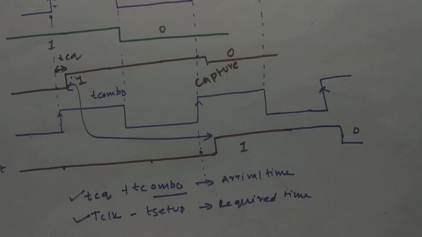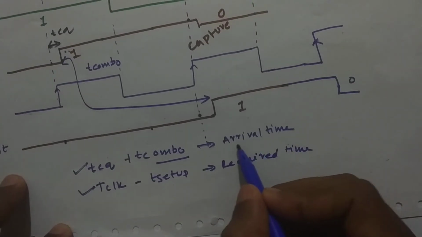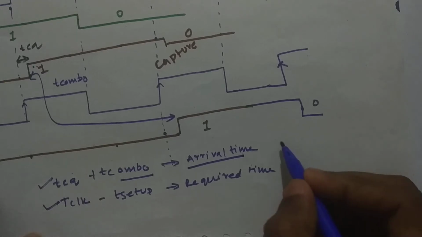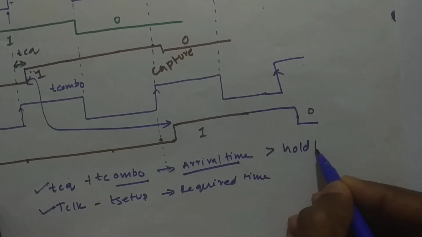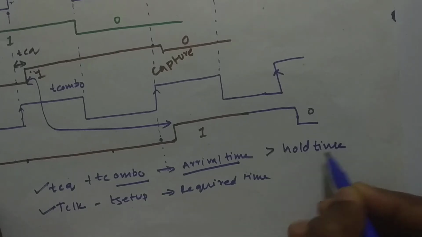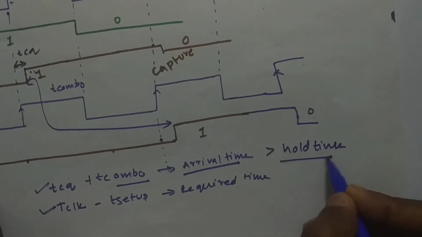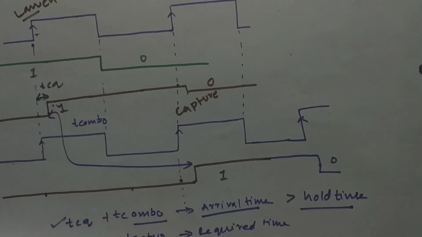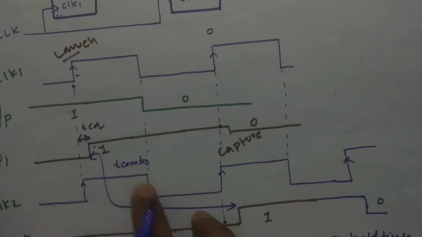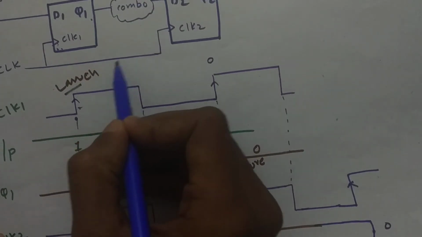And for hold, we need to know that arrival time should be greater than the hold time. If this happens, then it's perfectly fine for the hold. Now I'm going to discuss where there's a clock skew in between. There is no clock skew over here.